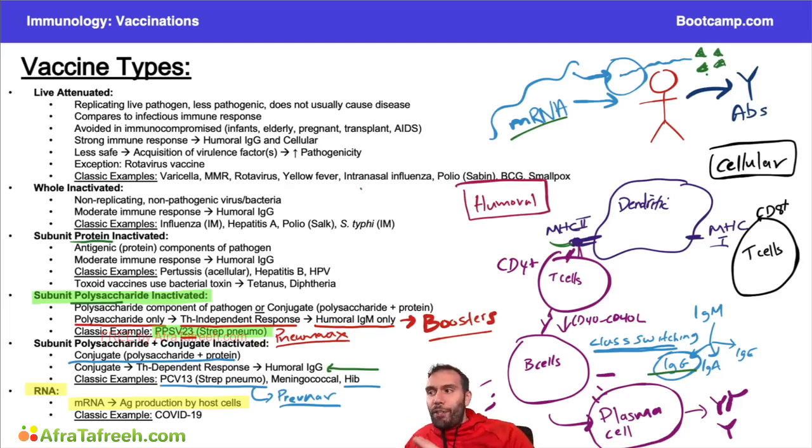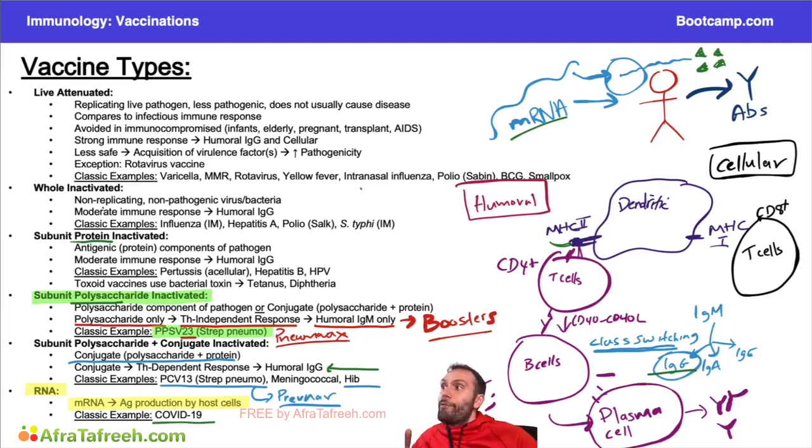I know it's kind of confusing, but again, this is not super high yield at the time of this recording, although I do think that it will start to become asked about a bit more frequently, as this is certainly a global phenomenon right now. And again, the classic example for this would be the SARS-CoV-2 virus or COVID-19.